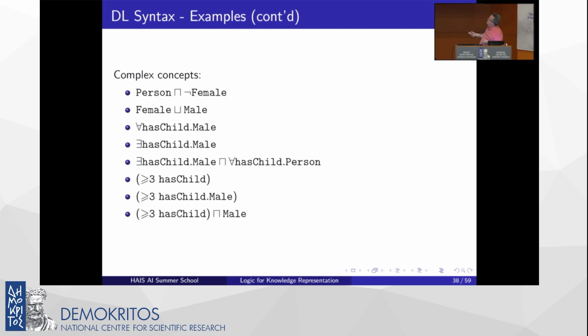How about this? This is the set of objects that have a child who is male. How about this? This is all objects that have three or more children. This is all objects that have 3 or more children that are male. This is the set of objects that have 3 or more children, and they themselves are male.